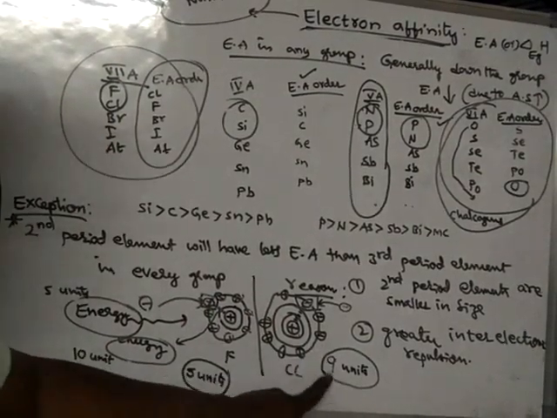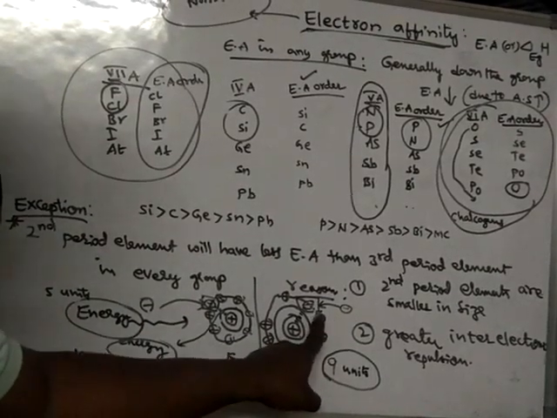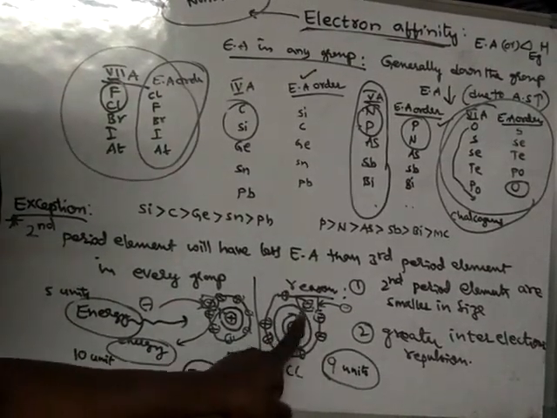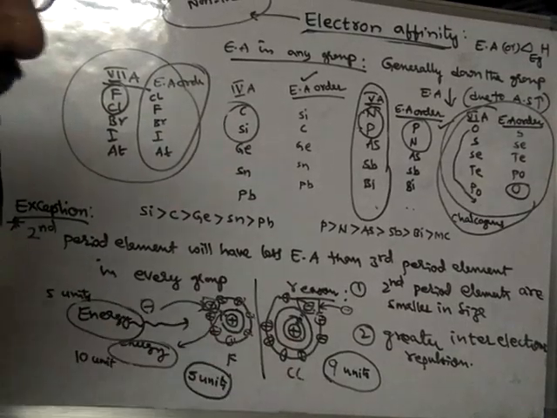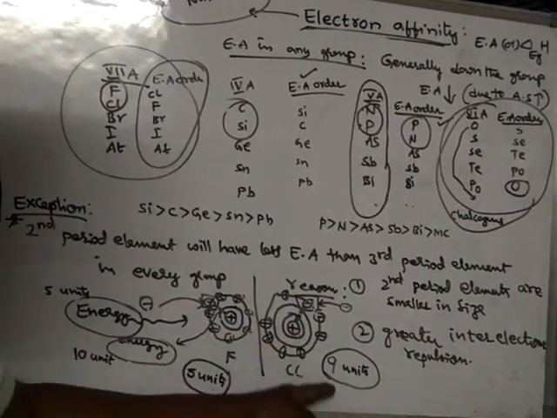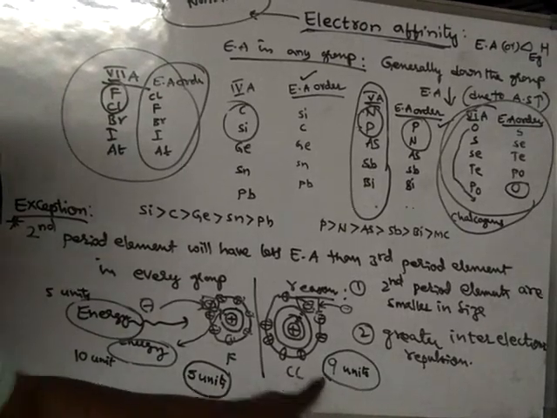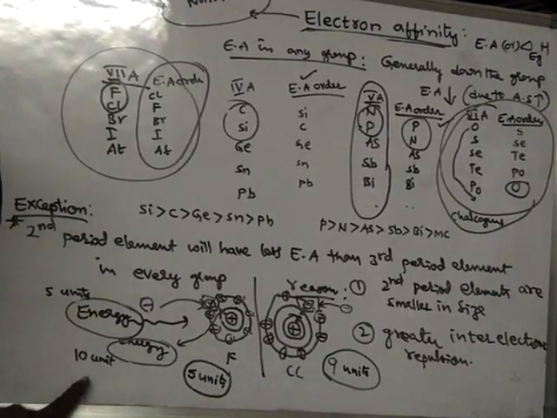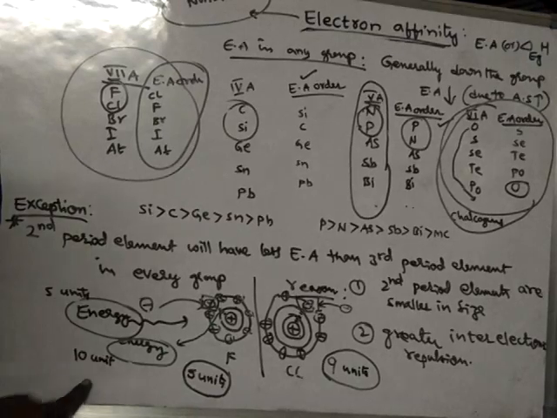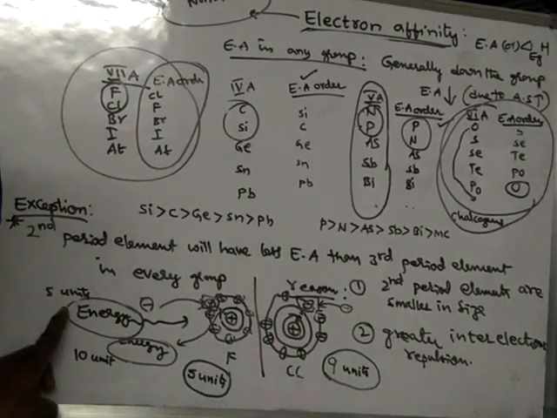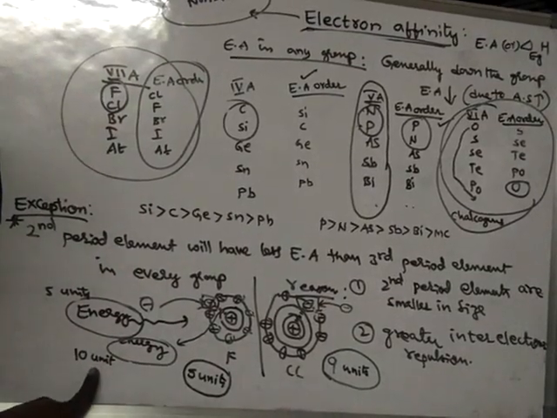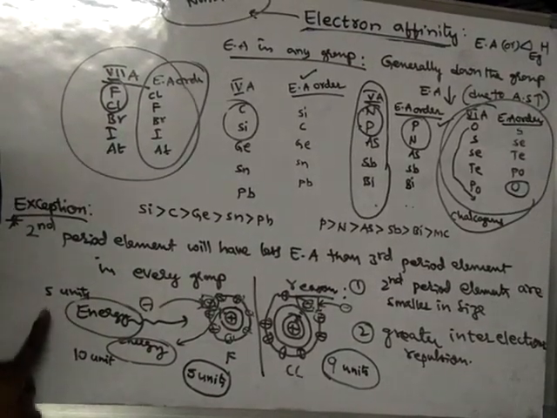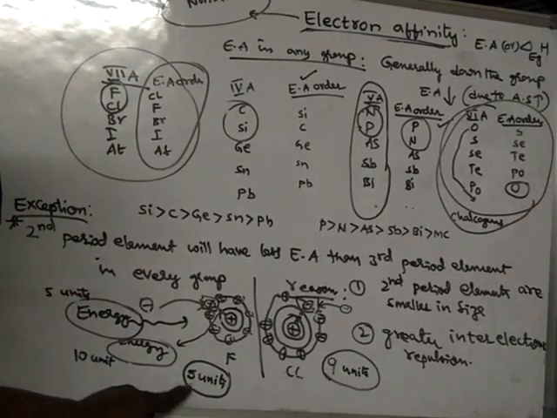Here, because there is no absorption of energy by this atom, only one thing is happening. There is no absorption of energy, there is only release of energy. So how much energy is it releasing? 9 units. But how much is fluorine releasing? 10 units. But in this case, 2 things are happening: 5 units of energy are being absorbed and it is losing 10 units of energy.